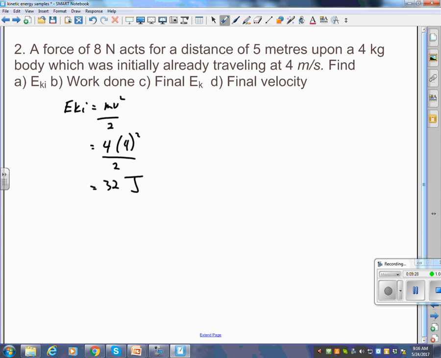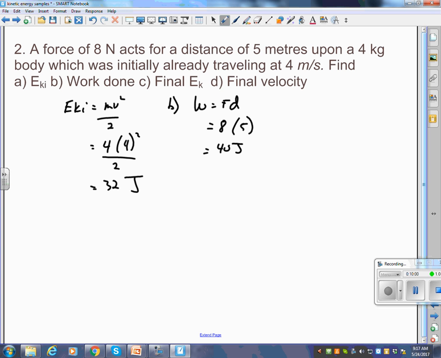Work done. W equals FD. 8 newtons, 5 meters, 40 joules of work. The object had 32 joules of kinetic energy to begin with. And then 40 joules of work was done. So now, what would be the final EK?